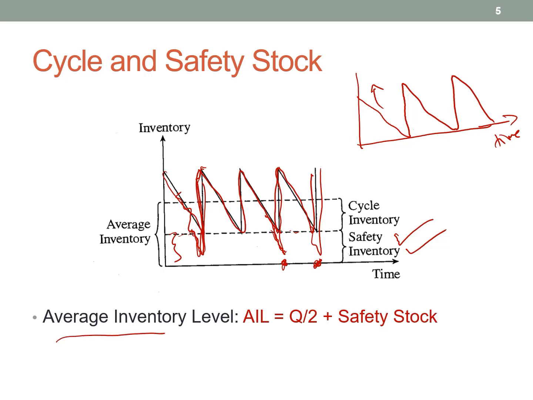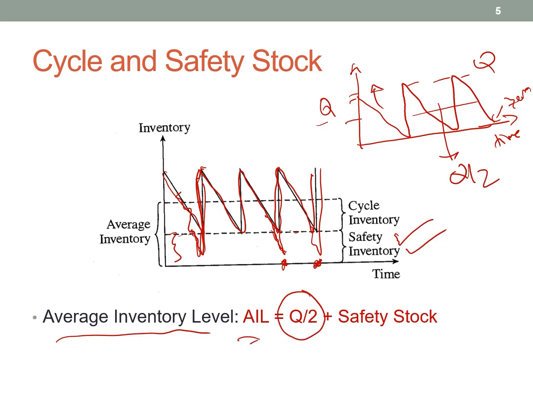So what's the average level of inventory? If we have no safety stock, and we are ordering batches of size Q, then in the simple example, the maximum inventory is Q, the minimum inventory is 0, so the average inventory is simply Q over 2. When we add safety stock, because on average safety stock does not go up and down, it just stays constant, then our average inventory will be Q over 2, our cycle stock, which goes up and down, the average level being Q over 2 units, plus the safety stock. That will be what's called the average inventory level.